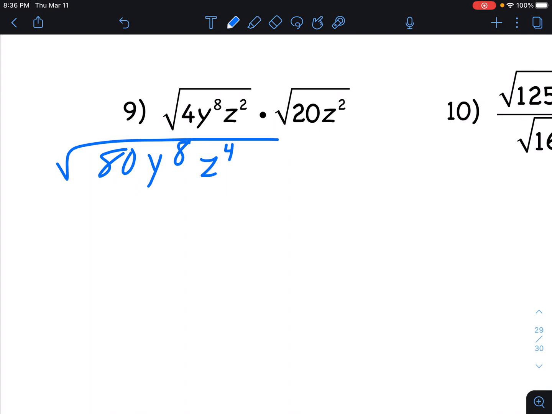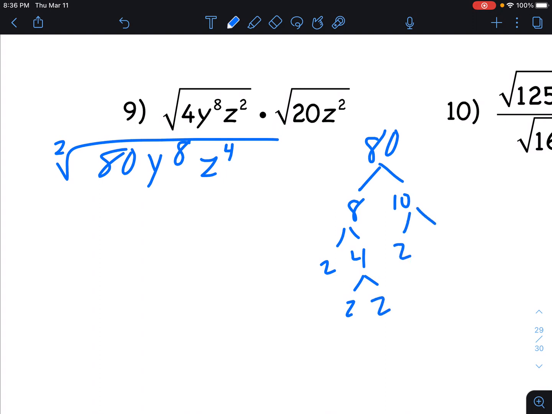All right, so square root, index of 2. So I'm going to break down 80 and try to get 2 of a kind. So that could be 8 and 10. 8, 2 times 4. 4 is 2 times 2. 10 is 2 times 5. So let me highlight my prime numbers here. Sometimes I like to circle them if they're on paper, because you don't want to not see one of them.